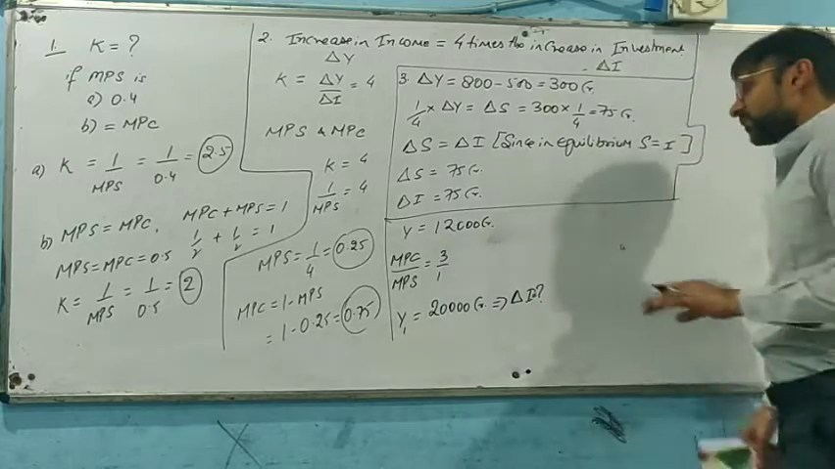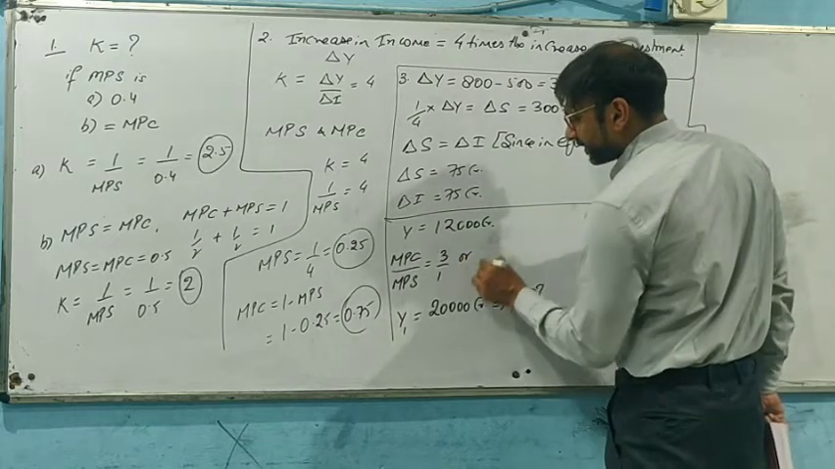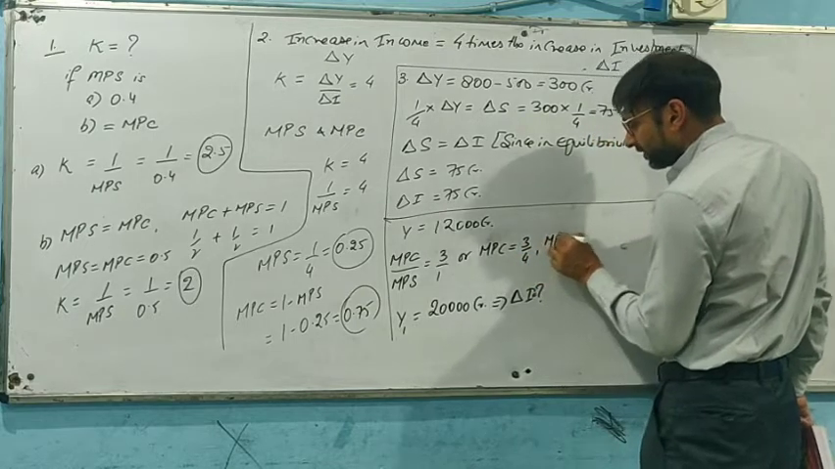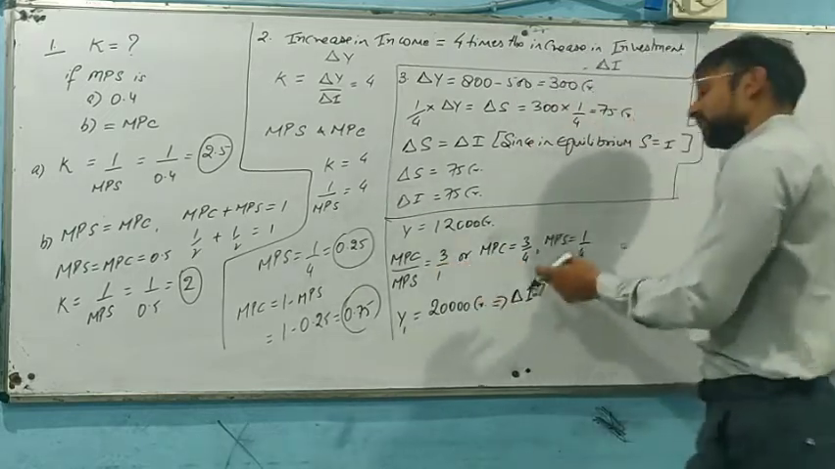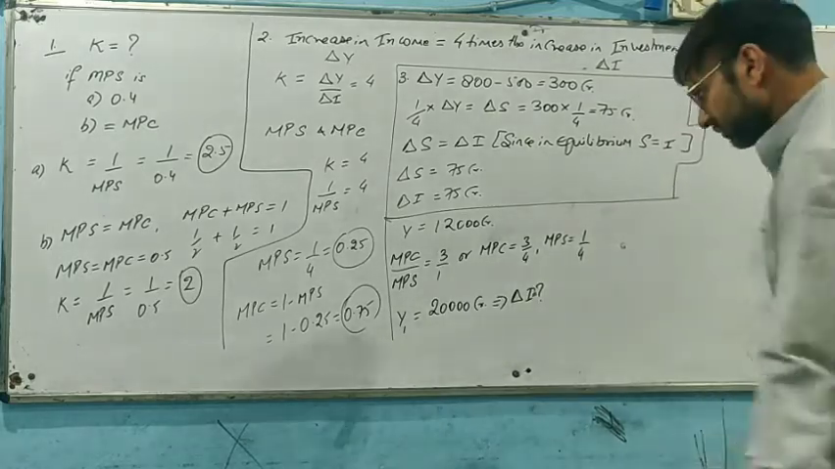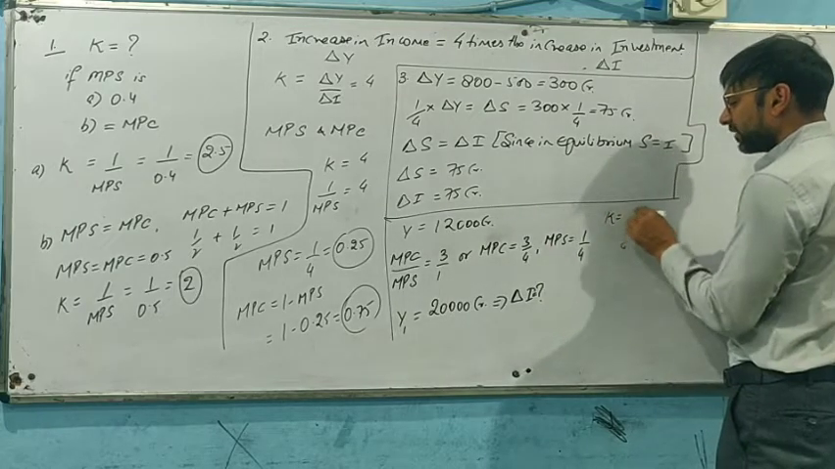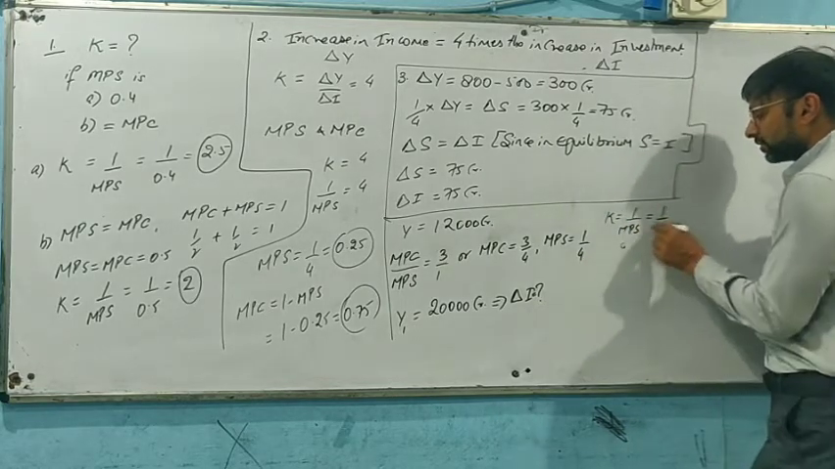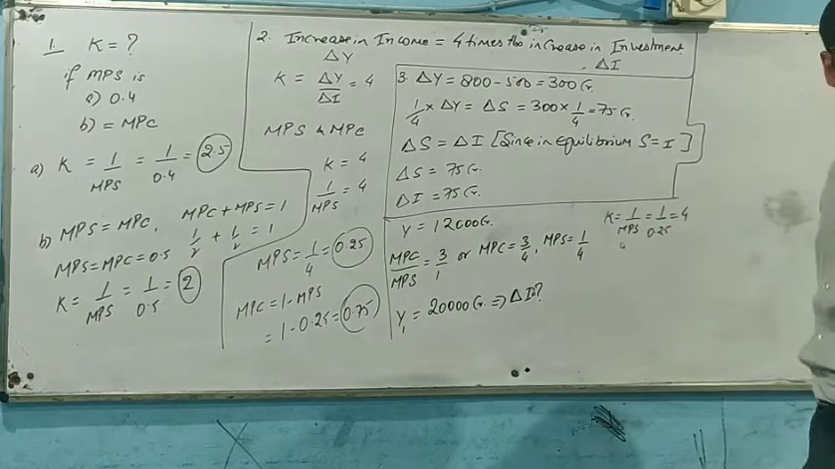First of all, we need to find out the values of MPC and MPS. We can symbolize it as MPC will be 3/4 and MPS will be 1/4, since 3:1 means 3/4 and 1/4. You can easily figure out a ratio in the form of a proportion. Now, we need to find out K, which equals 1/MPS. MPS is 0.25, so 1/0.25 is 4. It means K stands for 4.